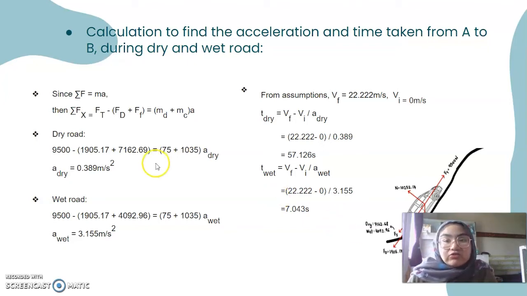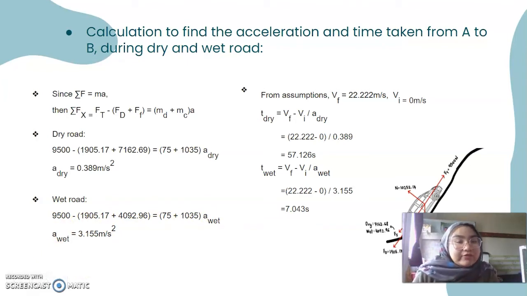So for the dry road, we have the frictional force calculated previously, which is 7162.69. So we put it inside the formula and we get the acceleration during the dry road condition is 0.389 meters per second squared. And then the same goes for the wet road condition. We insert the value of the frictional force during the wet road condition. So we get the acceleration of the wet road condition of 3.155 meters per second squared.